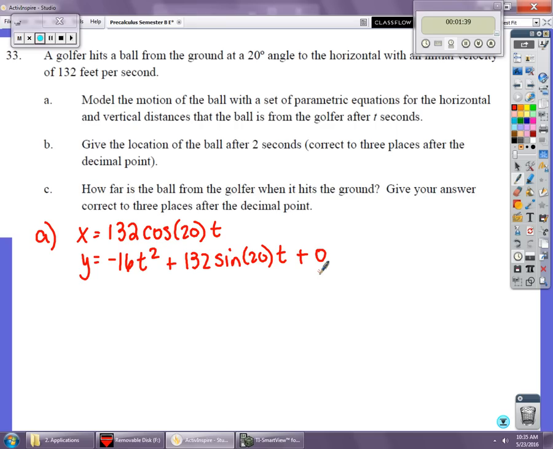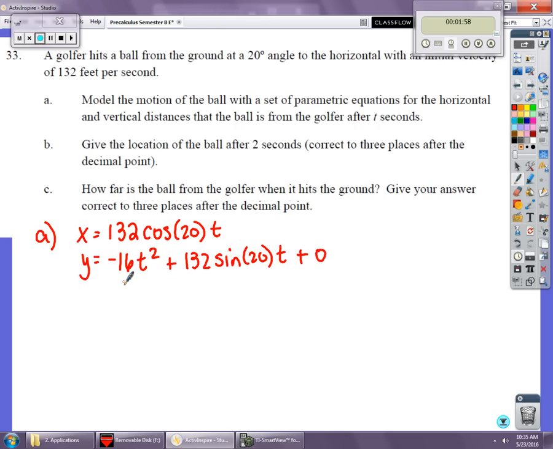A lot of students ask where the negative 16 comes from. This is the number that accounts for the gravity factor, right? We know if we throw something up in the air, it comes back down. And so that's the number in feet per second squared that's used to account for gravity. Okay, and I think we have just done A.